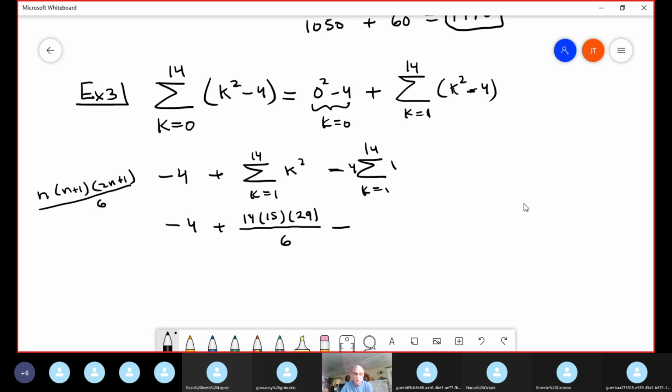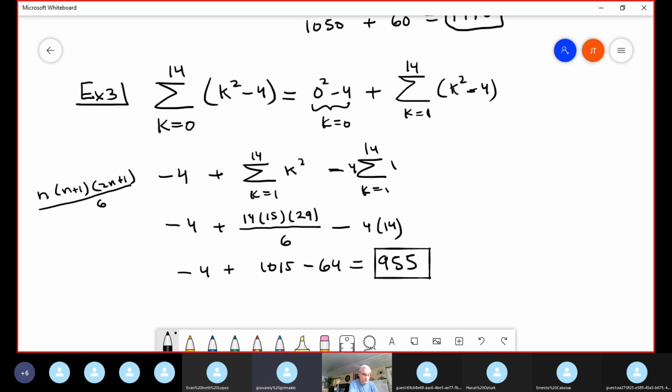Minus 4 times 14, because this summation, 14 times, is 14 multiplications. Okay. The answer is this one. This is -4, this is plus 1015, minus 56. The answer is 950. Any questions, guys? No? No, sir, no question.